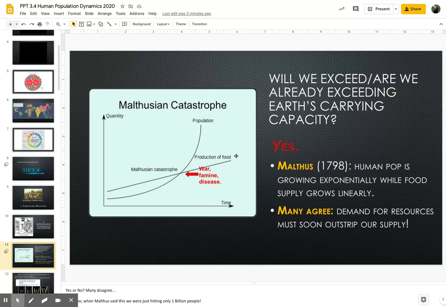Always. So he came up with this theory that eventually human population would exceed our ability to feed it, and it would lead to what was called a Malthusian catastrophe, where you would have war, famine, and disease that would reduce human population. So either humans could reduce it themselves, or nature would do it for us. Many people agreed with him. Many people still agree with him.